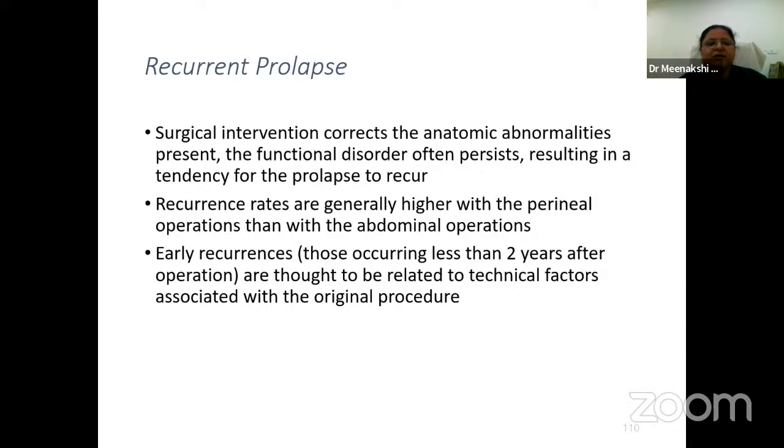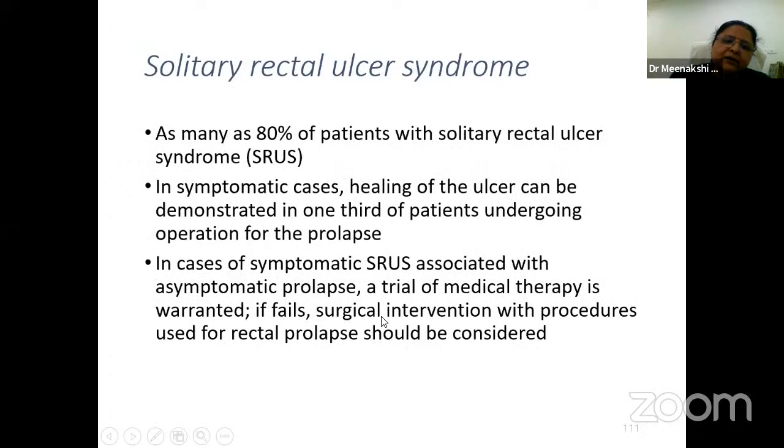Then whenever there is a recurrent prolapse, the surgical intervention corrects the anatomic abnormalities present, but the functional disorder often persists, resulting in a tendency for the prolapse to recur. And these recurrence rates are generally higher with the perineal operations than with the abdominal operations. So when you decide which type of surgery, giving the choice to the patient, you should be very careful. And the early recurrences, those occurring less than 2 years after operation, are thought to be related to technical factors associated with the original procedure. So we should not repeat those mistakes again when we deal with the recurrent prolapse.